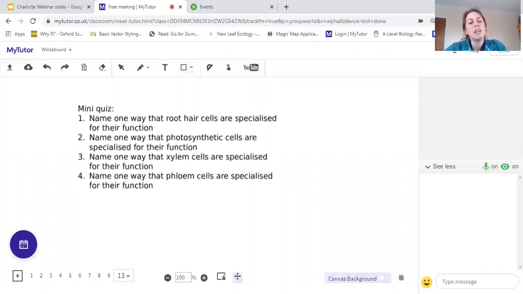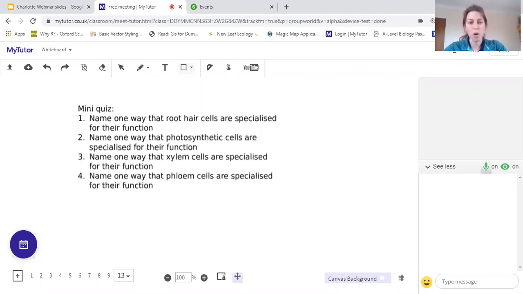Okay. Number 3, name one way that xylem cells are specialised for their function. Dead, long, rigid and sturdy, yep. Really good. So yes, they carry water, that's their function. And they have to be sturdy in order to carry that water. What's the name of the material that makes xylem cells so sturdy? Begins with L. Yes, lignin.